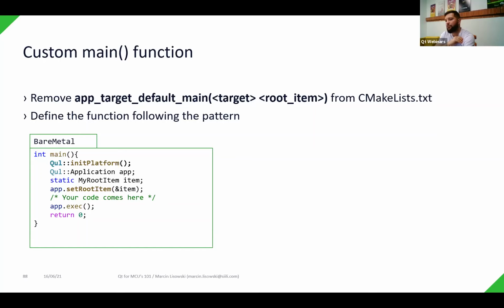So you have to call init platform for the QL, you have to initialize the application class, and you have to initialize the root item of your application and set it to the app, and finally run the exec endless loop, which will start rendering. If you are going to add some custom code, you can add that in between where your code comes here comment is located.